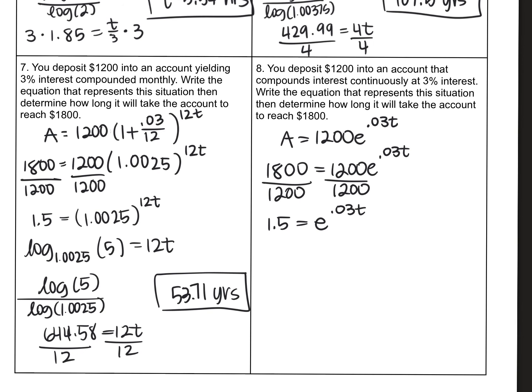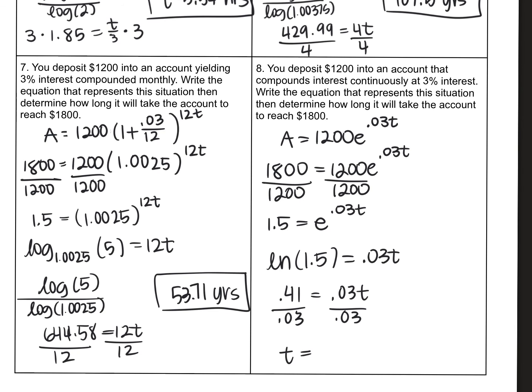But because our base is e, we're going to use natural log. So it'll be natural log 1.5 equals 0.03t. Which we can just evaluate using our calculator. So we'll get 0.41 equals 0.03t, and then we'll divide by 0.03. And we get that t is 13.52 years.